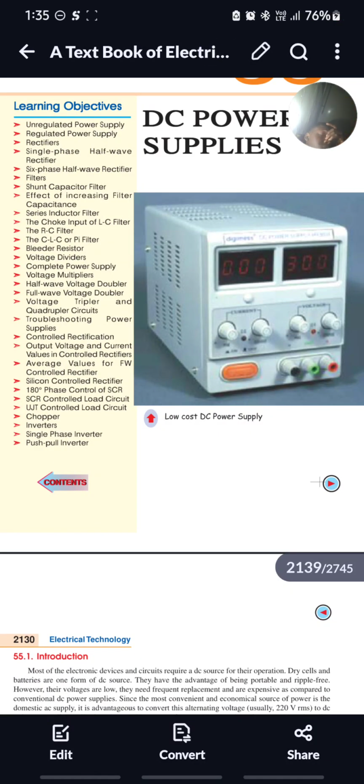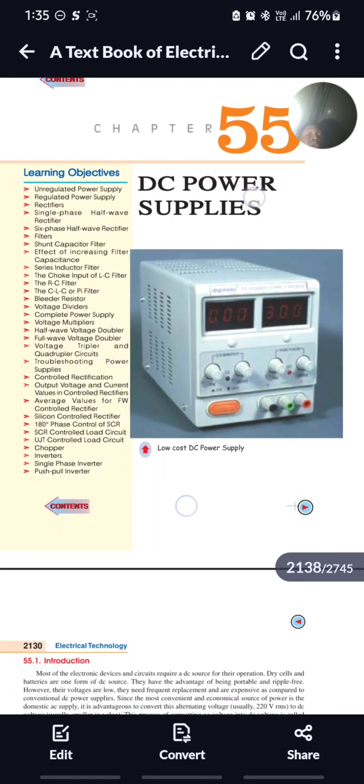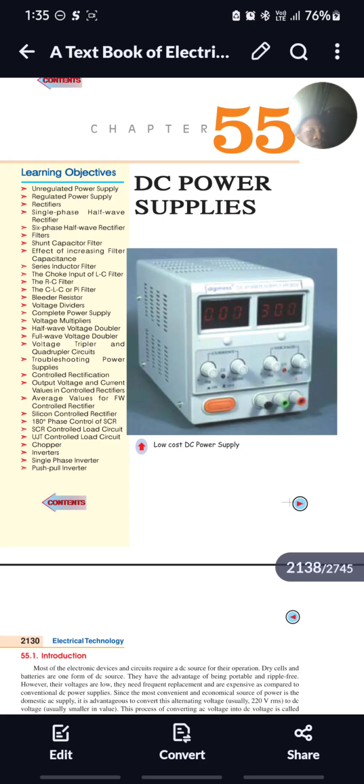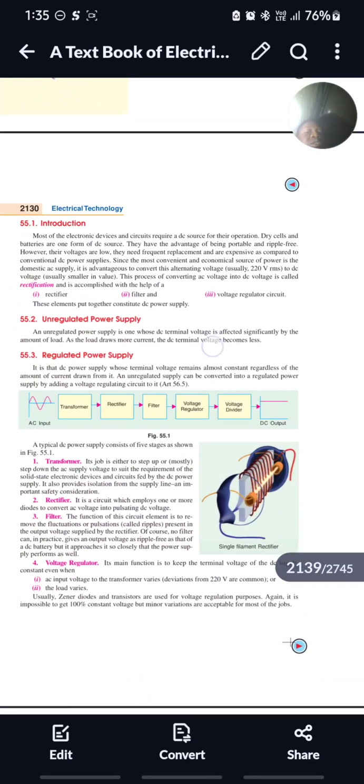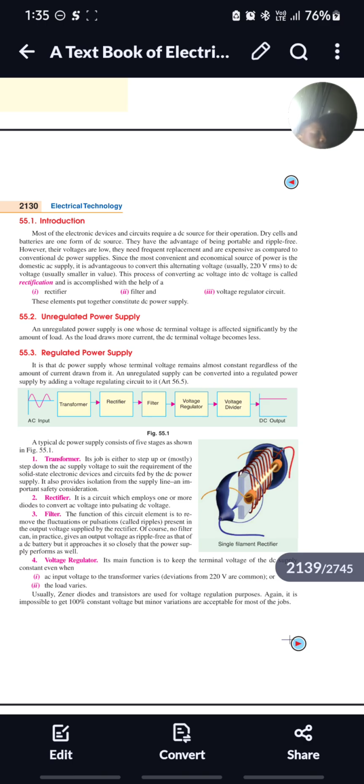So guys, I want to touch this DC power supply. Let me move it down. This DC power supply. Okay, so the main process is trying to convert from AC to DC.